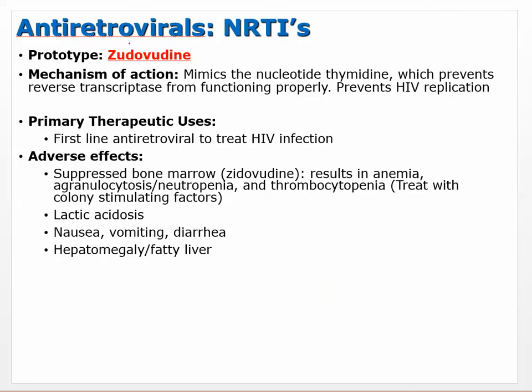Zidovudine. That's a nucleoside retroviral.